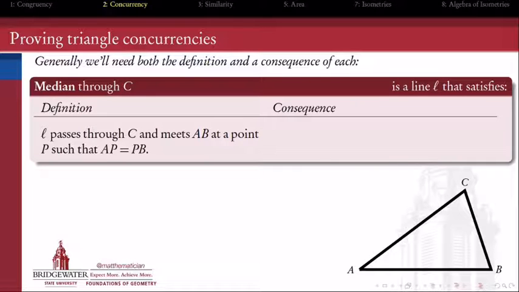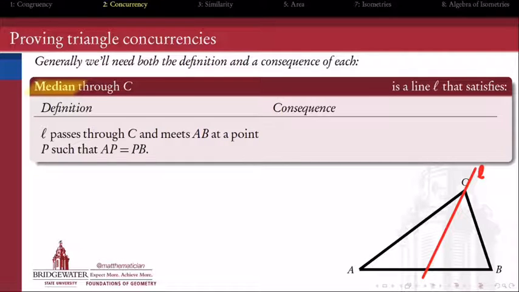The fourth and final concurrency associated with three lines in a triangle will be a concurrency related to the medians of a triangle. So as usual, we're first going to define what a median is, and then we'll look at a consequence of the definition of a median that we might need in order to prove that the three medians of a triangle are concurrent at a common point.